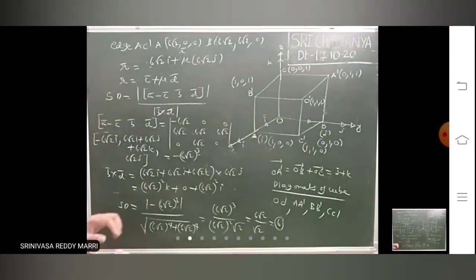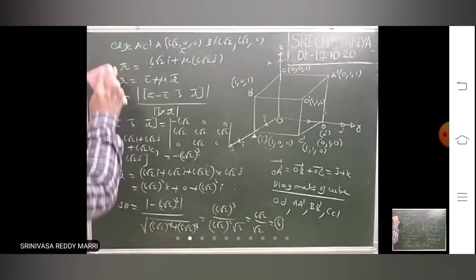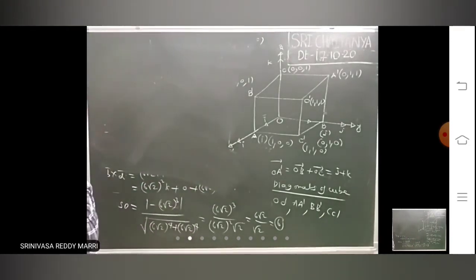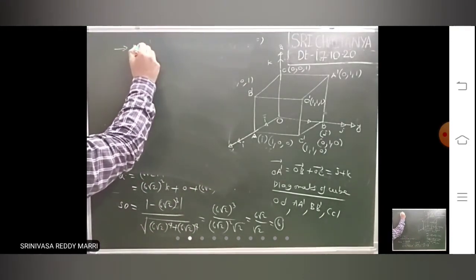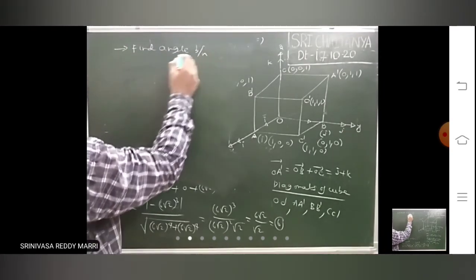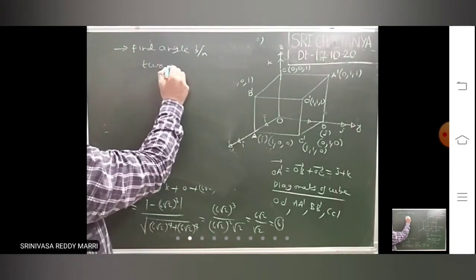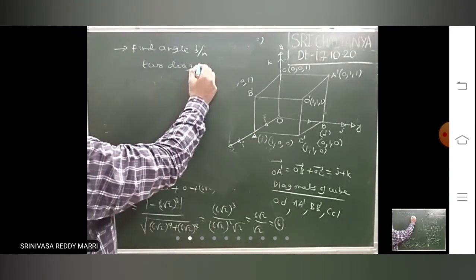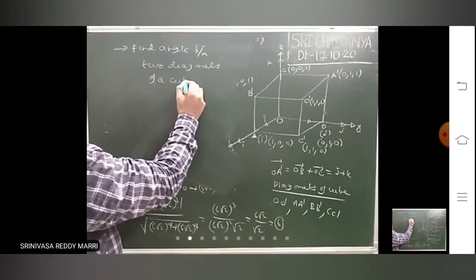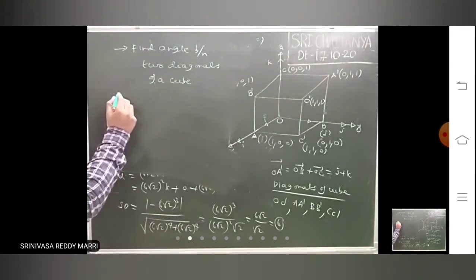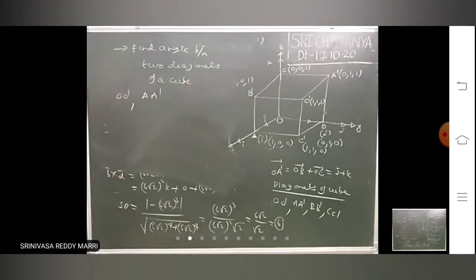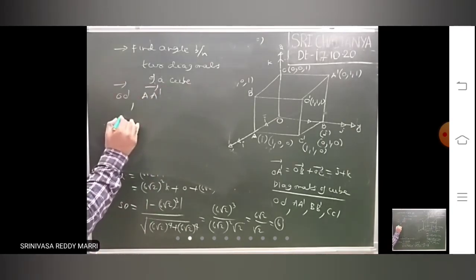Suppose here only, as I have drawn the diagram, suppose in cube, after this problem I will discuss next question. Find anything, he asks. Find angle between two diagonals of a cube. Any two diagonals. Let us take two diagonals, any two of your choice. O dash, A dash. Write these vectors.